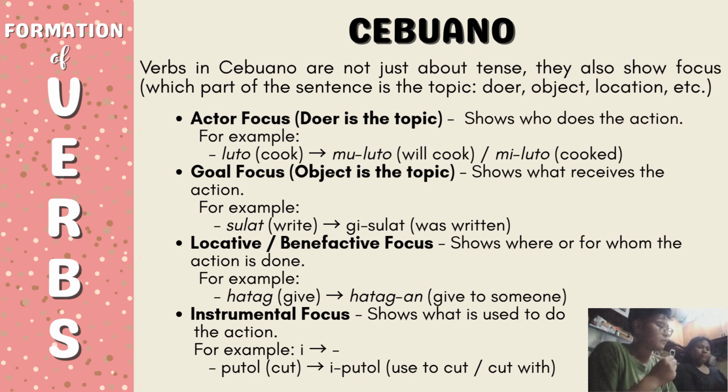While instrumental focus uses the prefix i to mark the tool or method, as in iluto, meaning use something to cook with. Every affix changes the verb's function, creating a systematic and expressive structure. Next page.